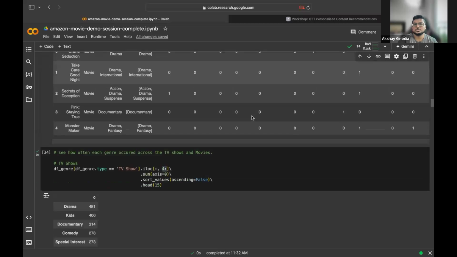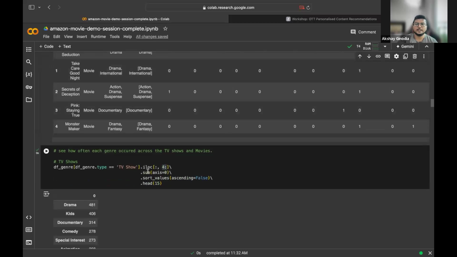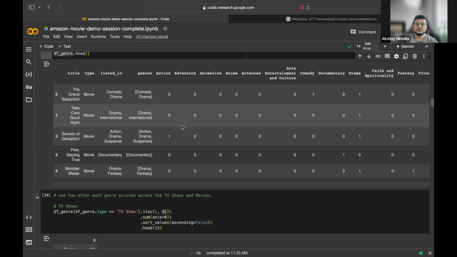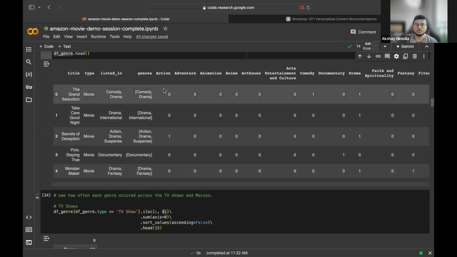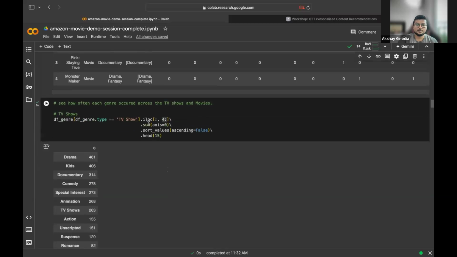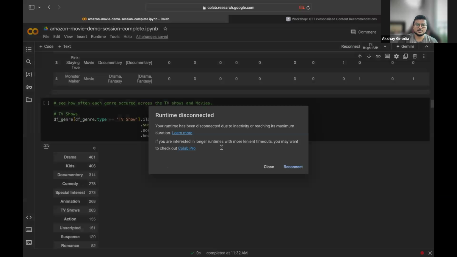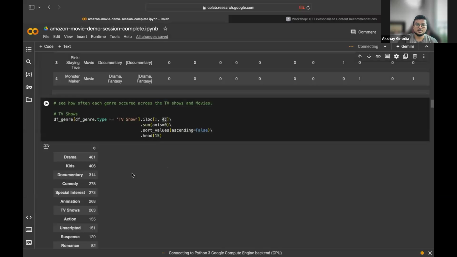So I need to count. I just need to do a sum to find out the number of times a particular category occurs. But this time I'm counting down the column, right? So once I'm doing that, I'm doing sort value, ascending equals false. That means I'm doing a descending sort, meaning the most commonly occurring TV show genre is going to occur first.